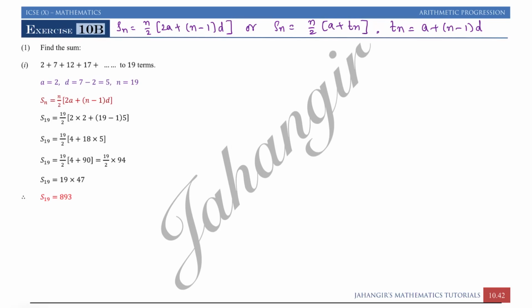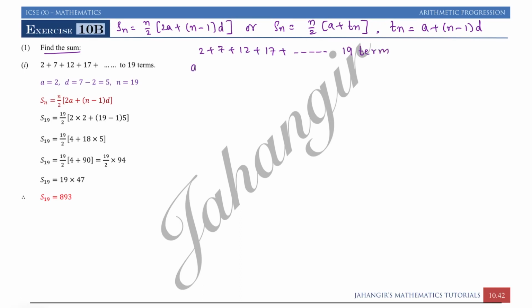So we had understood in the beginning of the chapter what is sum. Sum is the addition of all terms. So here question number first, sub question first: find the sum of 2 plus 7 plus 12 plus 17 plus up to 19th term. Up to the 19th term you have to keep on adding and you have to tell what is the sum.